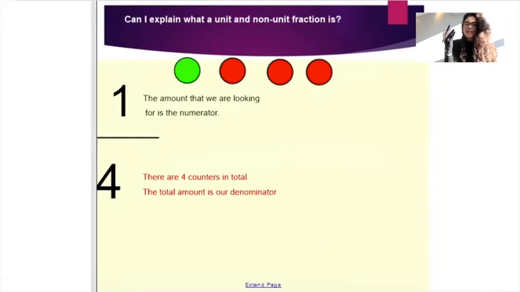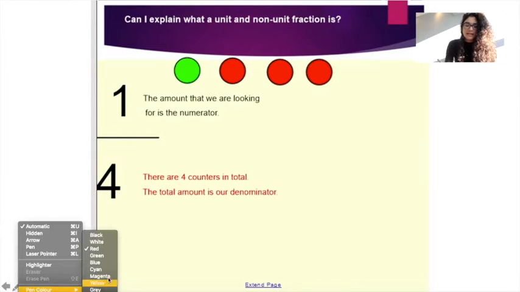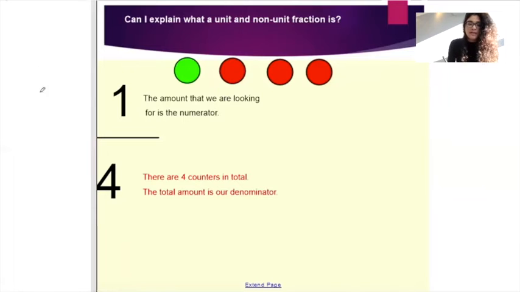So here is our fraction, 1 over 4. Now the amount that we are looking for is the numerator. So this is our numerator. I'm going to write it actually just so you can tell the difference. So the number at the top is numerator. And then the number at the bottom is our denominator.